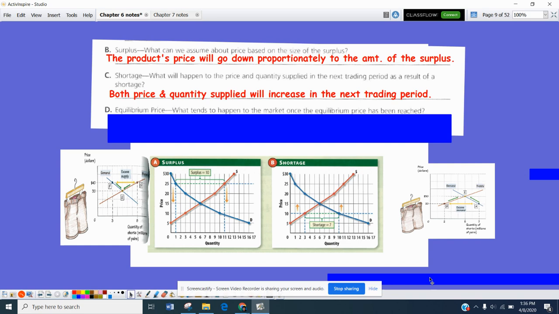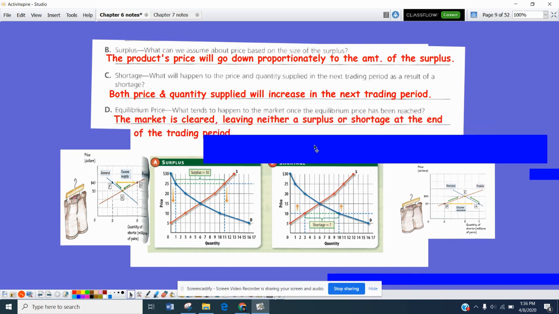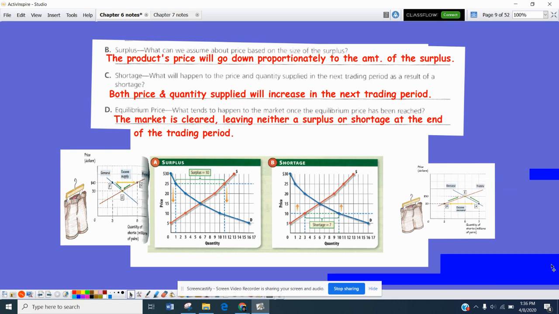Equilibrium price. Remember, this is where supply and demand meet on our curves. What tends to happen to the market once equilibrium price has been reached? Well, the market's been cleared, leaving neither a surplus nor a shortage at the end of the trading period.